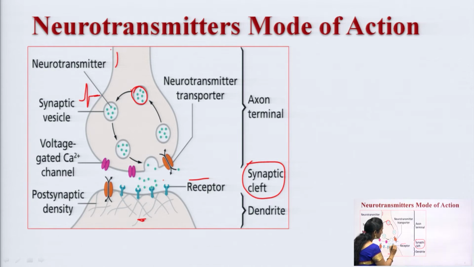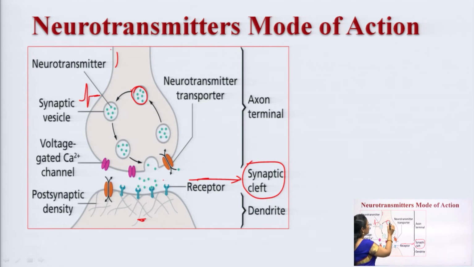So, the space here is called the synaptic cleft. Once it is released into the synaptic cleft, it will go and bind to its receptor and show its action, the post-junctional action, and finally the neurotransmitter will be terminated from the site.